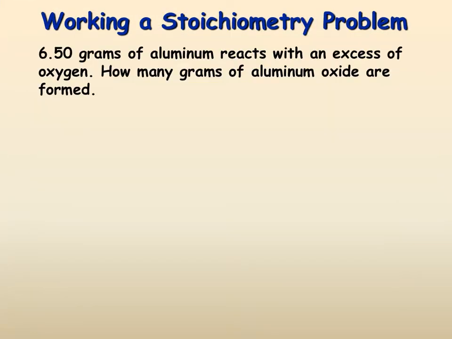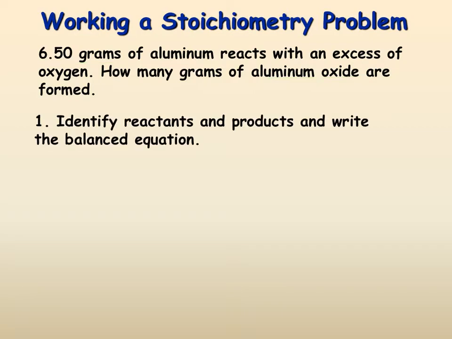So let's work a stoichiometry problem. 6.50 grams of aluminum reacts with an excess of oxygen. How many grams of aluminum oxide are formed? So we know we have 6.5 grams of aluminum, and we want to know about aluminum oxide. What's the first thing we have to do? Hopefully you are saying that you need to write your balanced equation.